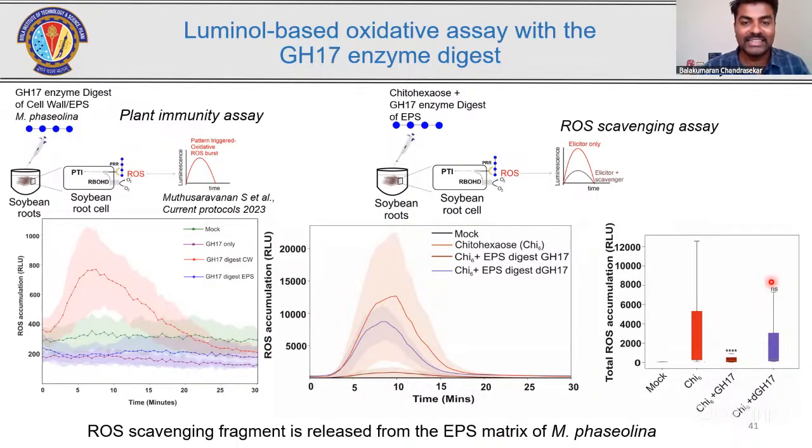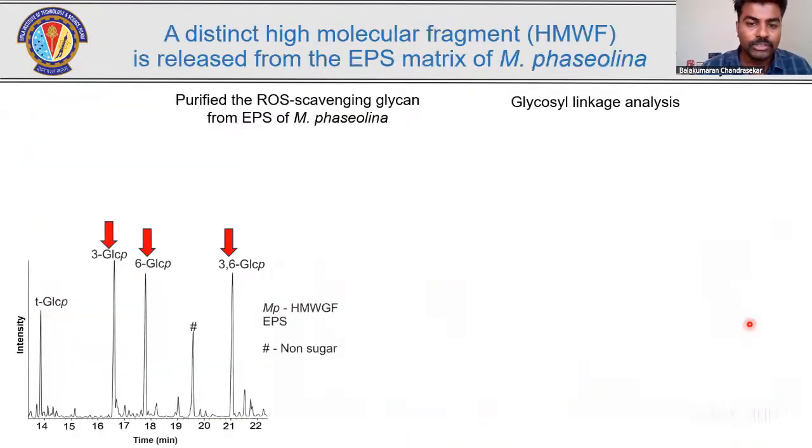Again, this is indicating that the hydrolytic activity of the GH17 enzyme is an important factor to release the scavenging factor coming from the EPS matrix. So we were very curious to know, is it the same fragment which is coming from the beneficial fungi, or is it something different? We did a glycosyl linkage analysis.